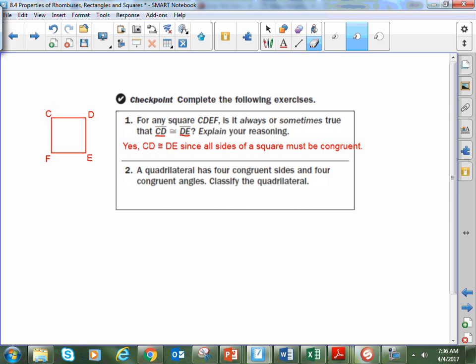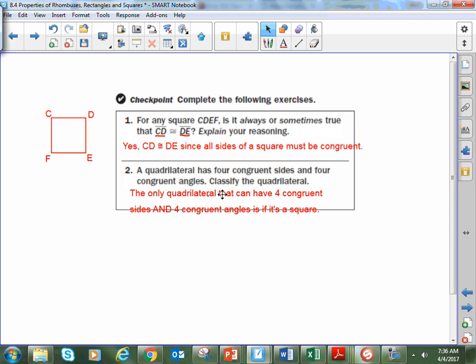Now, if they'd given me diagonals, maybe I would have to look at the diagonals again. But if it's a square, in this case, a square is also a rectangle, and we'll see that in a little bit. What does that mean? A quadrilateral has four congruent sides and four right angles. Classify it. Well, if it has four congruent sides and four right angles, what do we have? Generally speaking, we're going to say in this case that it's a square.